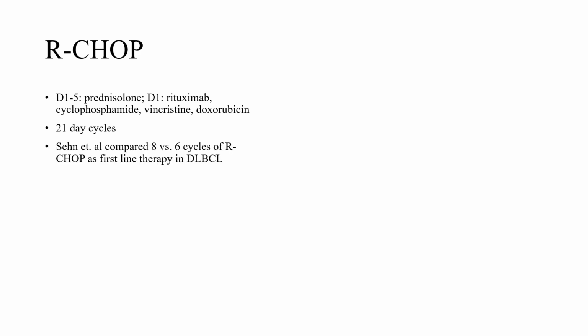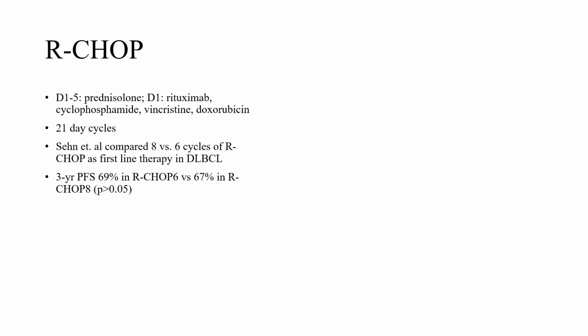So it's a 21-day cycle typically. And here, Sehn et al. compared 8 versus 6 cycles of R-CHOP as the first-line therapy in DLBCL. More specifically, they did 8 cycles of R-CHOP versus 6 cycles of R-CHOP with an additional 2 cycles of just rituximab. In this study, all patients had an IPI greater than or equal to 2, or an IPI of 1 that was not due to age alone, or an IPI of 0, but they did have bulky disease.